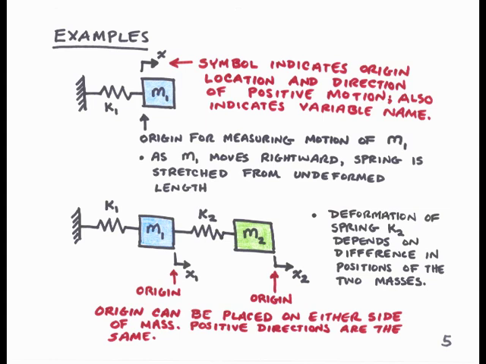The origins for specifying the motion of the masses can be placed on either side of the mass. It makes no difference, because in lumped mass systems, the masses are point masses. They have no extent. While we depict them as blocks, they are in fact points.